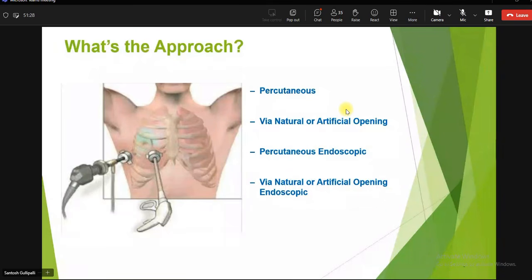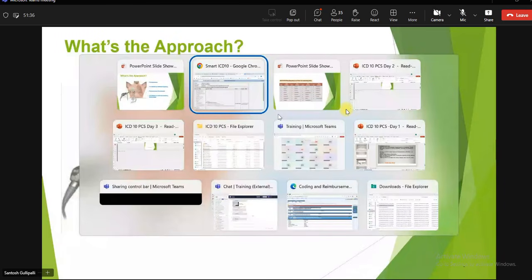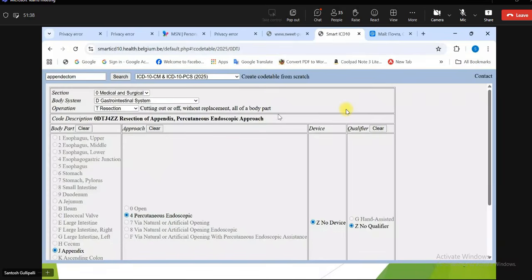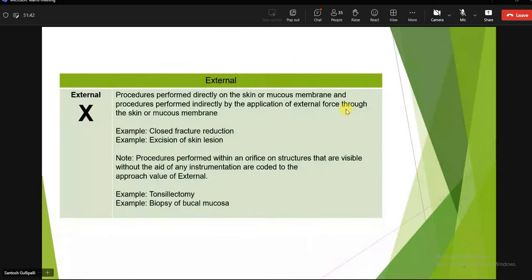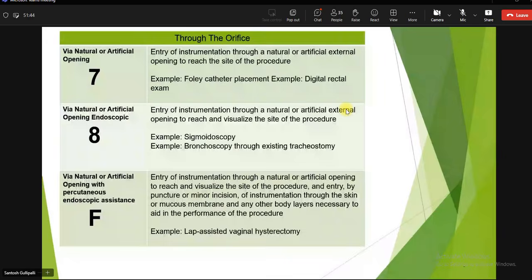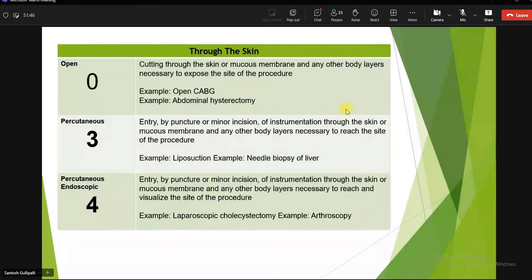Okay, the scope is inserted through an incision. So that approach is considered the percutaneous endoscopic approach. Okay, the next approach is via natural or artificial opening.